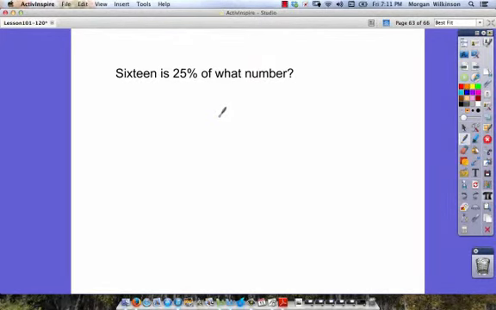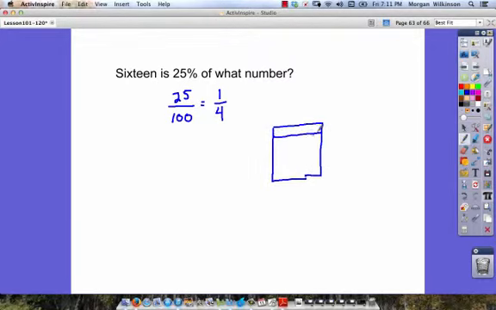16 is 25% of what number? Now 25%, well, that's the same thing as saying 25 hundredths. And that's like saying 1/4 out of a dollar, or 1/4. So in this problem, we're going to say we've got a diagram box with 4 equal positions. Now we've got to fill each of those positions equally.